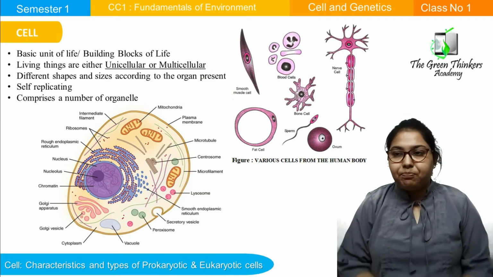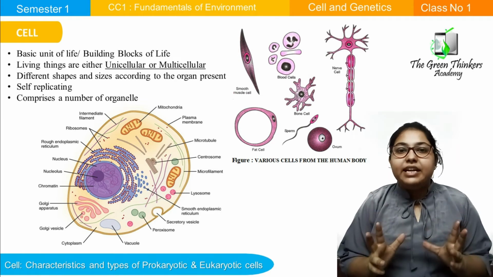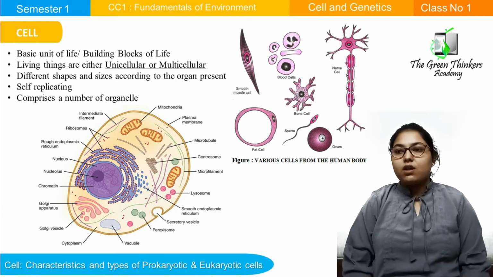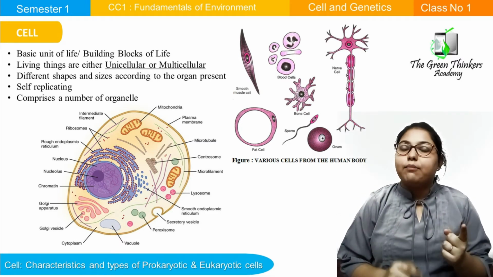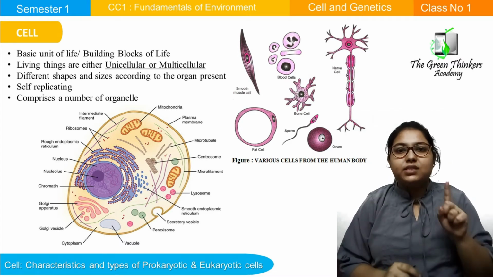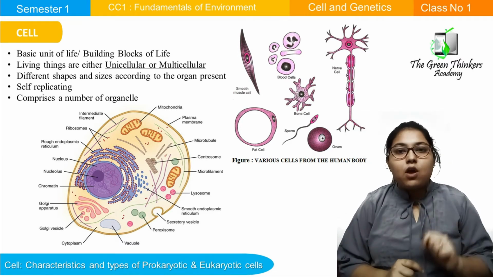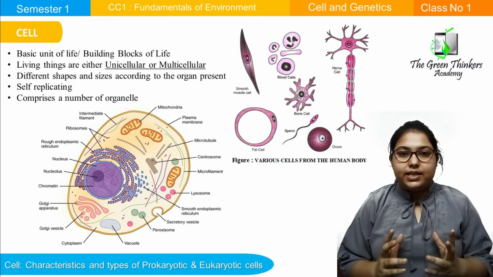Now what is a cell? It is the basic unit of life, or it is called the building block of life. Living things are either unicellular or multicellular. From these two words we can know that unicellular means it is made up of a single cell, whereas multicellular means it is more than one cell.